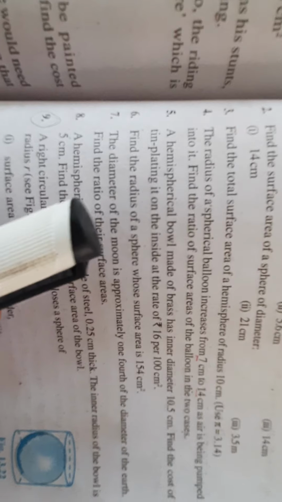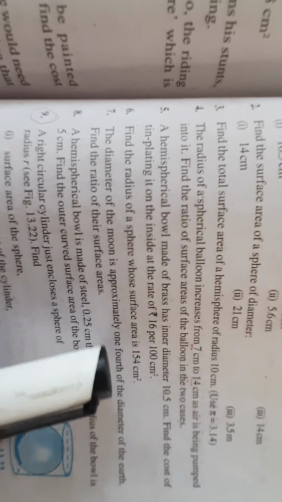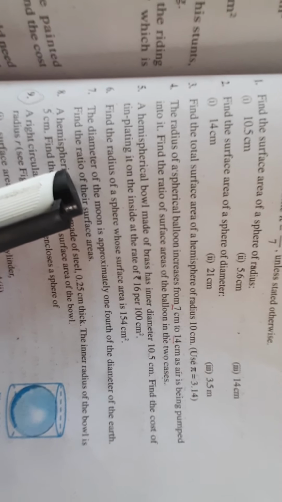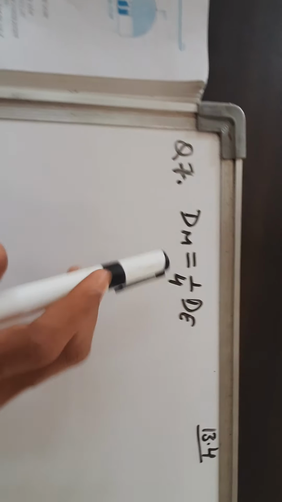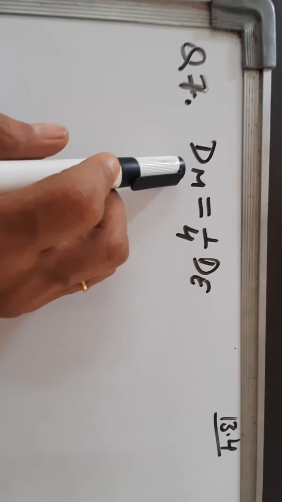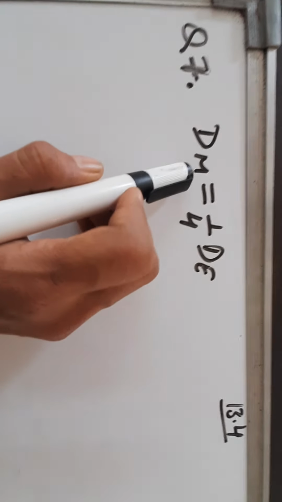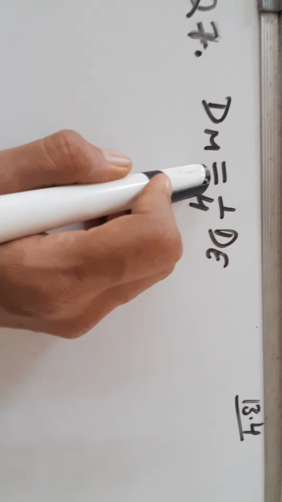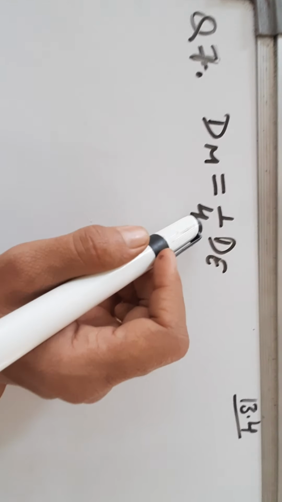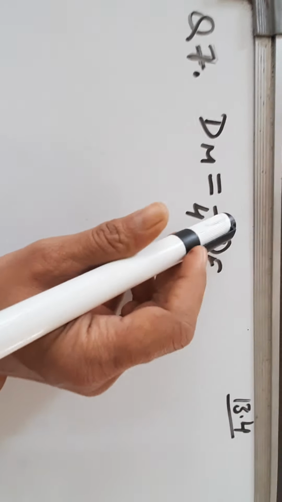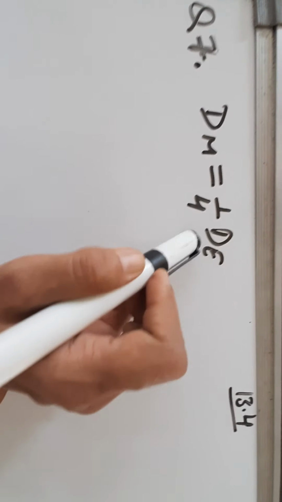So now my dear students, let's do question number 7. The diameter of the moon is approximately 1/4 of the diameter of the earth. Find the ratio of their surface areas. We need to find out the ratio. We have already done a ratio question, so let's do it again. Now what is given to us? The diameter of the moon, denoted by dm, we will put equal to 1/4 of the diameter of earth.